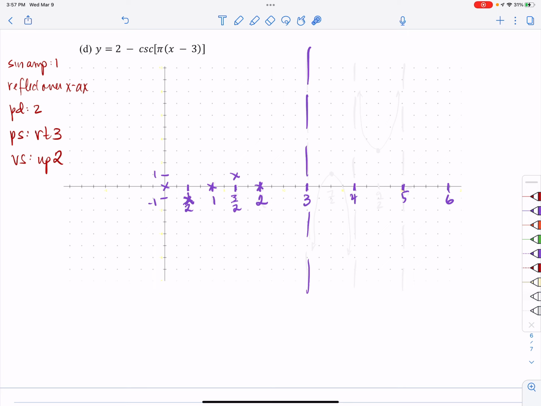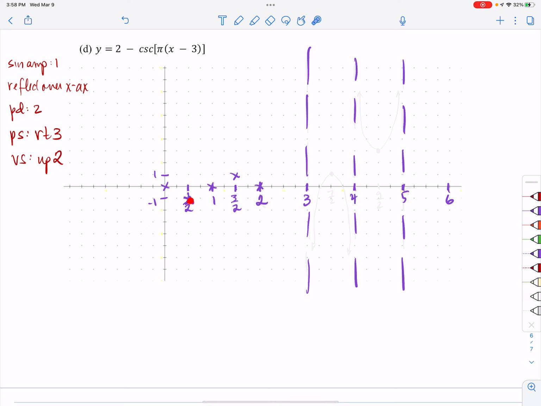Now, I could start counting 12 blocks for everything, but what I'm going to do is notice that the distance from my first asymptote to my second asymptote is 4 blocks. So I can do the same thing here. Here's my first new asymptote. If I go 4 more blocks, I'm going to have my second new asymptote. Another 4 blocks, I'll have my ending vertical asymptote.